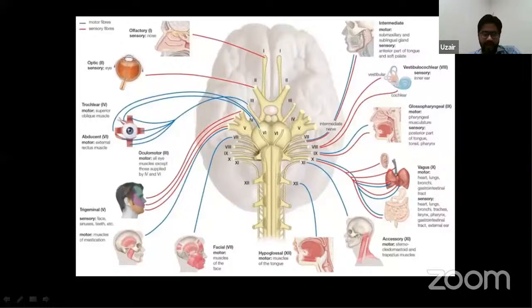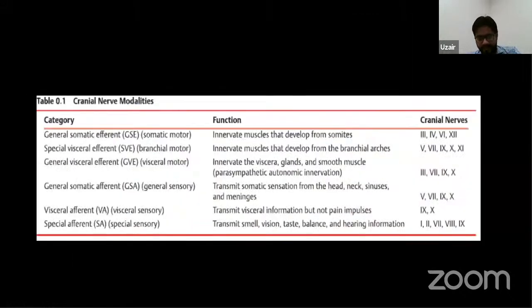So before we actually discuss the functions and anatomy of the cranial nerves, let's divide the brainstem nuclei, or you can say, let's divide the fibers that carry sensation from the head and neck and the fibers that carry the motor outflow or the parasympathetic outflow. So the cranial nerves can be divided according to modalities or functions into 6 distinct types. We have general somatic efferent. General somatic efferent refers to all the muscles in the head and neck that originate from the somites.